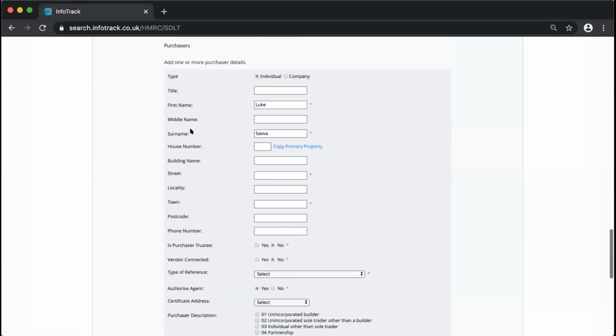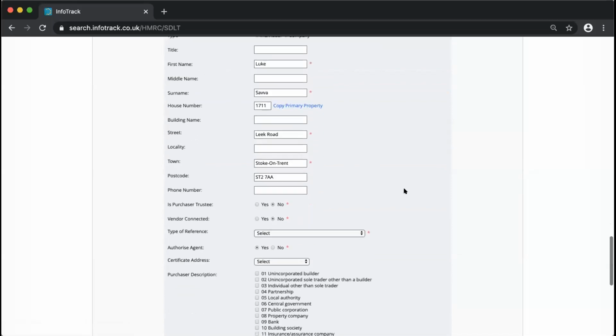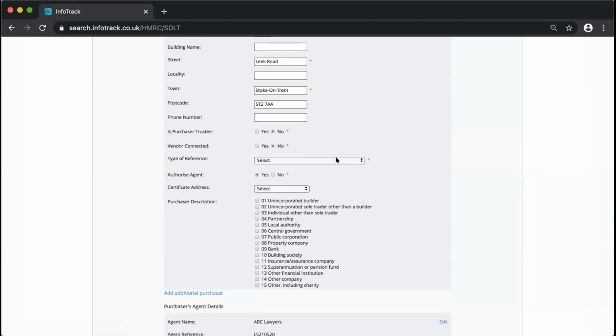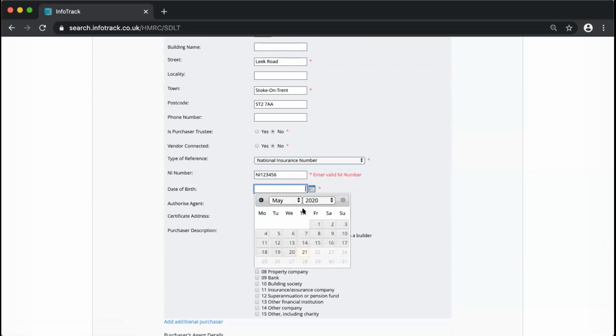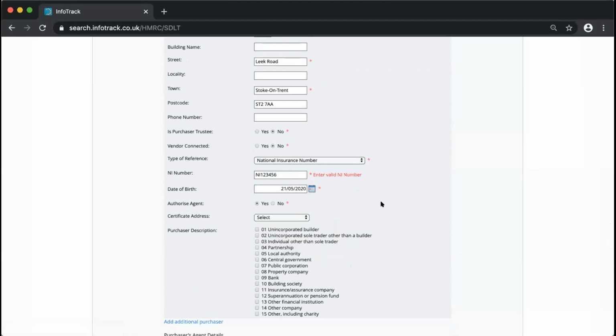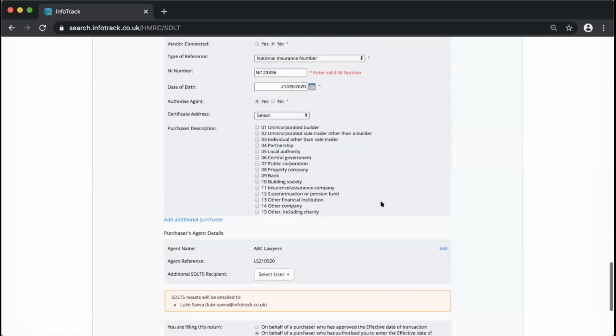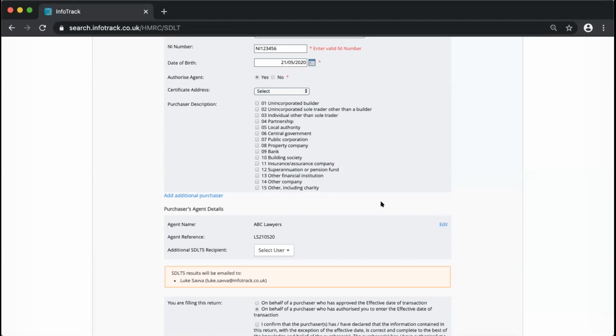So again, we look at the purchaser. Another nice little quick link that we have on InfoTrack is you can copy the primary property. Where this is a standard residential transaction or even a commercial, you can just copy that address from earlier on in the form at a quick click of a button and include your client's reference. So here we can include your national insurance number and their date of birth to allow you to proceed through the form. And that essentially is an SDLT completed very, very quickly.